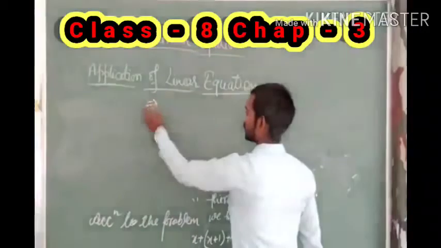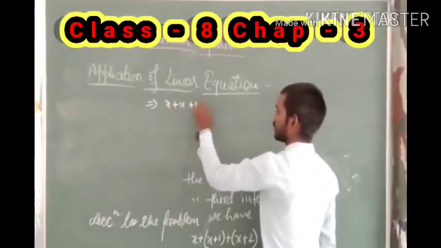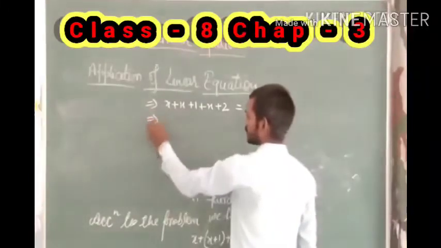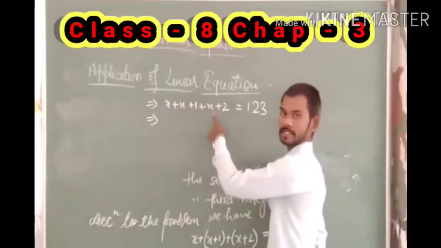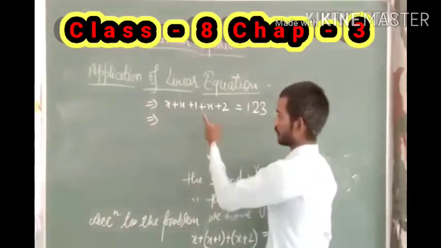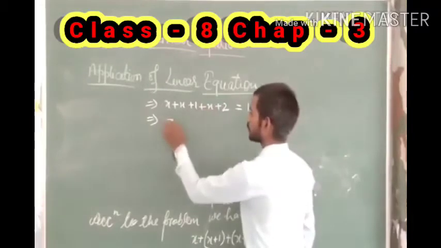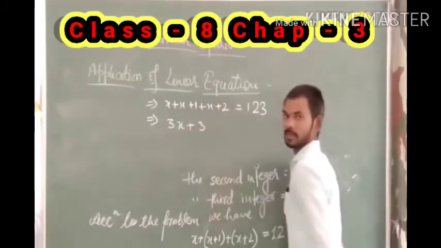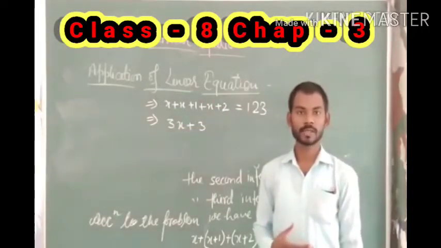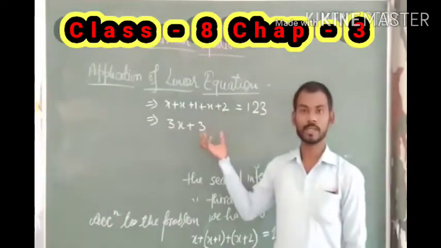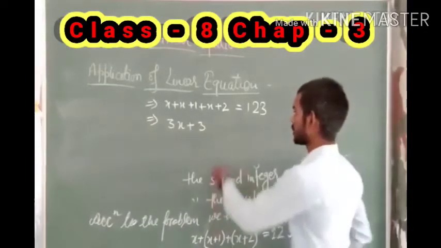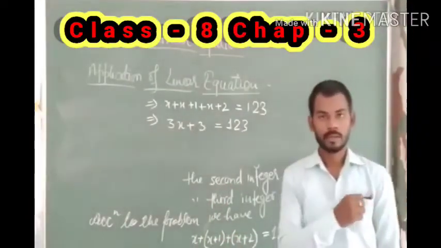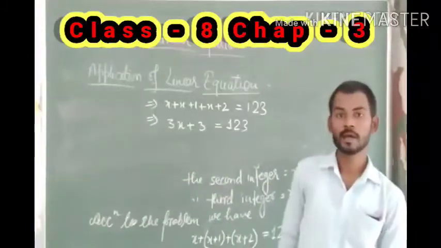We get, this implies x plus 1 plus x plus 2 is equal to 123, and this implies x plus x plus x, x plus x is 2x, plus x is 3x. So we get 3x and 1 plus 2 plus 3. We add variable quantity together and constant quantity together, and this is equal to 123. Now we get our required linear equation in one variable.